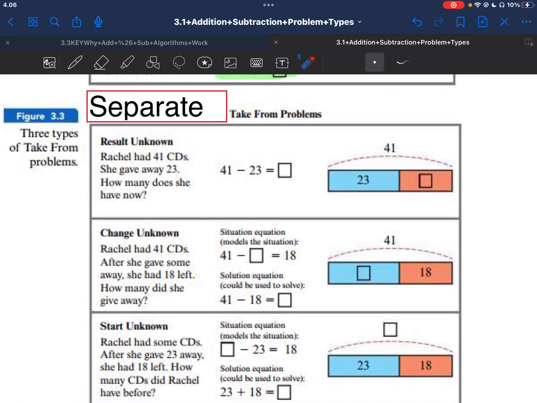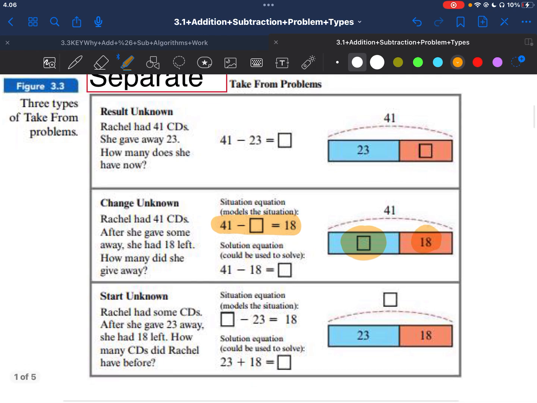So it says Rachel had 41 CDs. After she gave some away, so we don't know what some is, she had 18 left. How many did she give away? In that case, because we know the starting point, we don't know what we took away, but we know what we end up with, which is 18. That's why we call this change unknown.